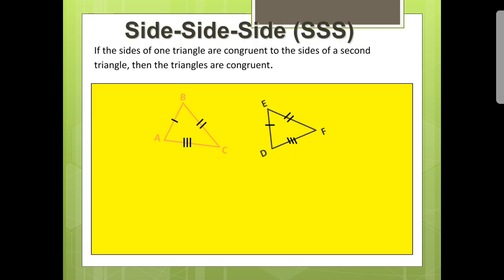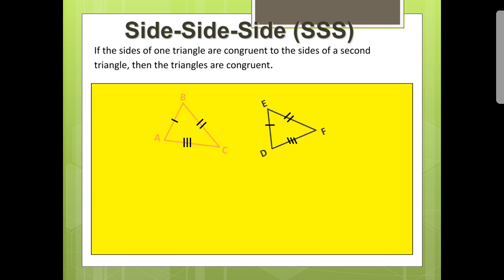Next, side, side, side, or SSS. If the sides of one triangle are congruent to the sides of a second triangle, then the triangles are congruent. The same figures of triangles: we have triangle ABC and triangle DEF using the identical marks.